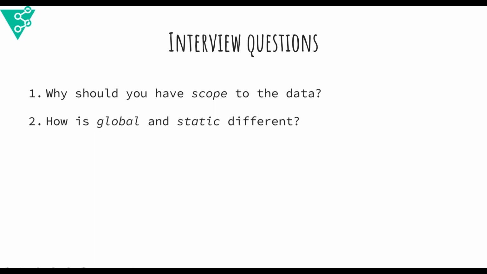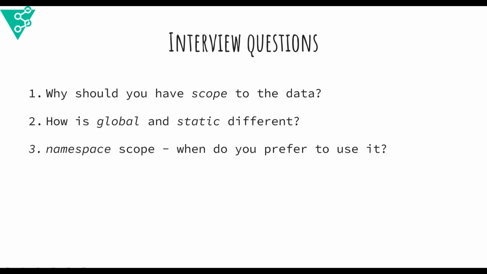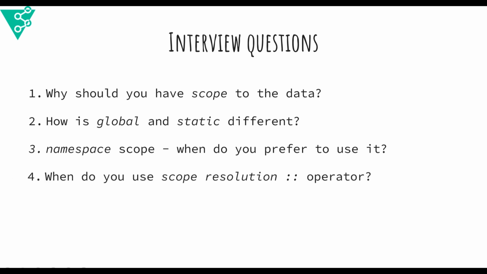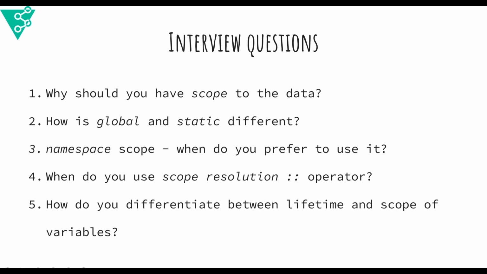How is global and static different? You might have heard static variable, right, a global variable. How are these two different? And namespace scope, when do you prefer to use it? When do you use the scope resolution operator? How do you differentiate between lifetime and scope of a variable? The fifth one is a very frequently asked interview question.